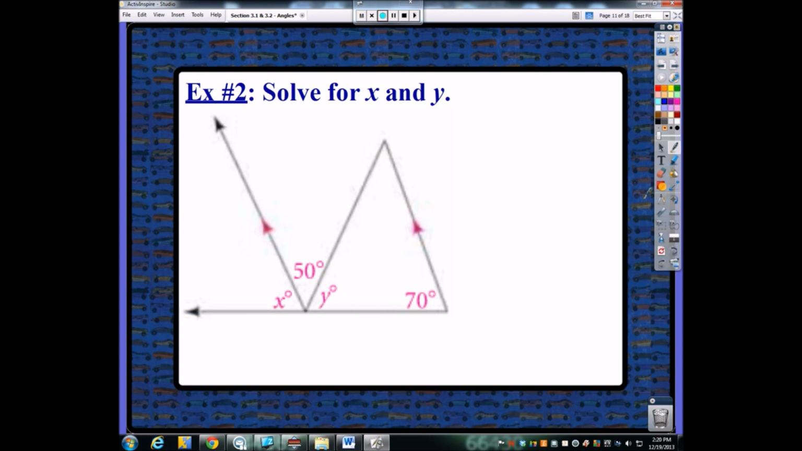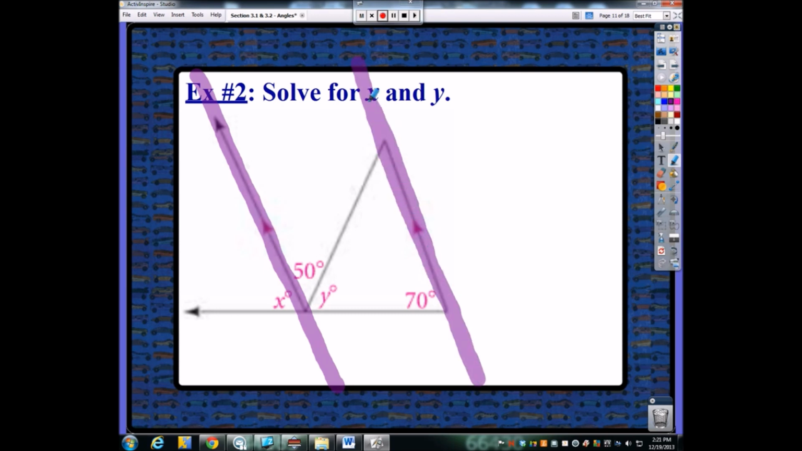So what I recommend doing is I will take my parallel lines here, right? This guy and this guy are parallel. So all I'm going to do is just use your pencil or whatever you have here, and I'm going to make these things longer than they really need to be.